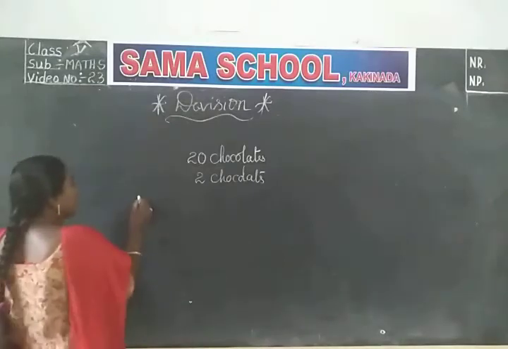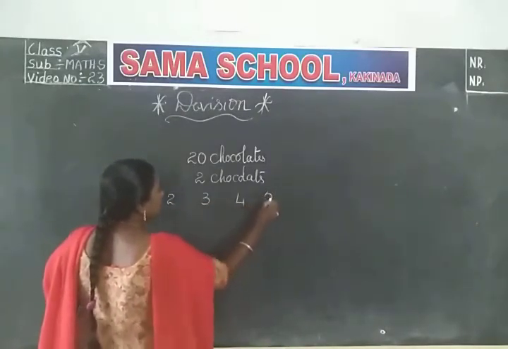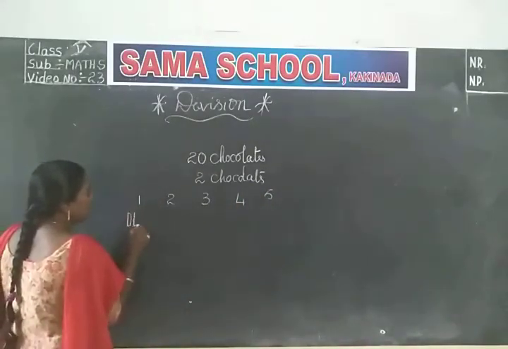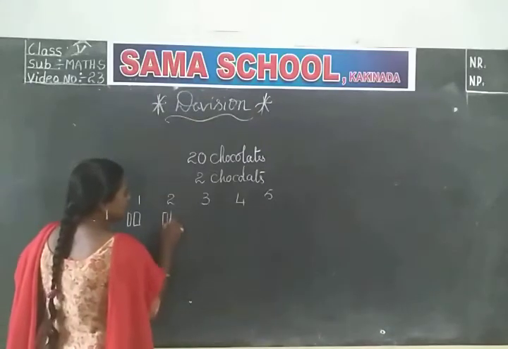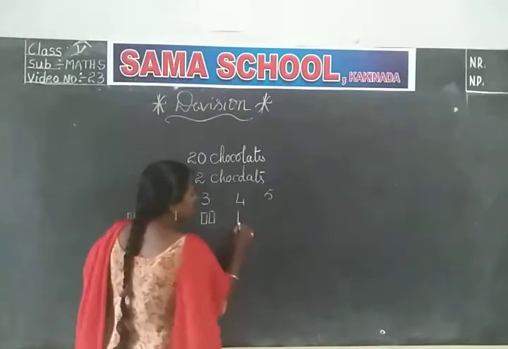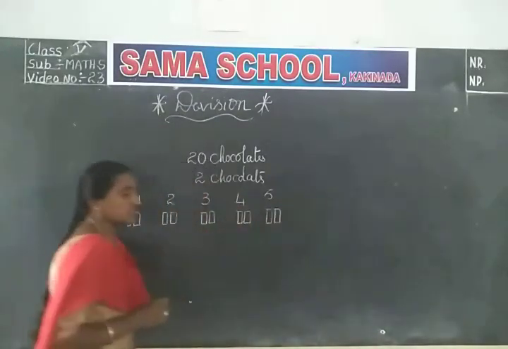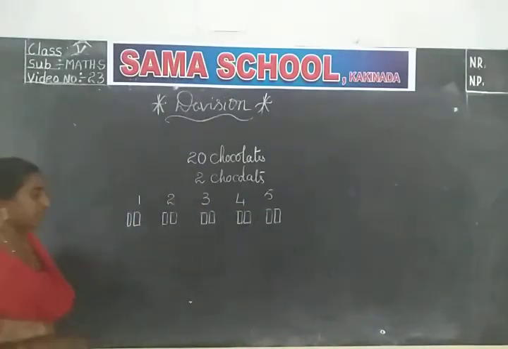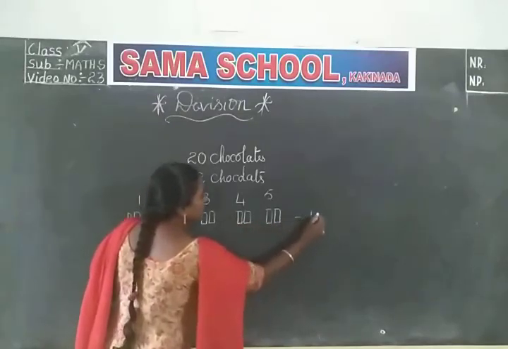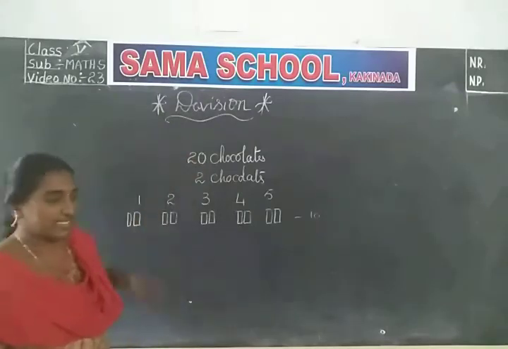So, 1, 2, 3, 4, 5, like that I am writing. First student, you want to give 2 chocolates. Second student, 2 chocolates. Third student, 2 chocolates. Fourth student, 2 chocolates. Fifth student, 2 chocolates. So till now how many chocolates you distributed? 1, 2, 3, 4, 5, 6, 7, 8, 9, 10 chocolates are all. Still how many chocolates are there with you? Still 10 chocolates are there.